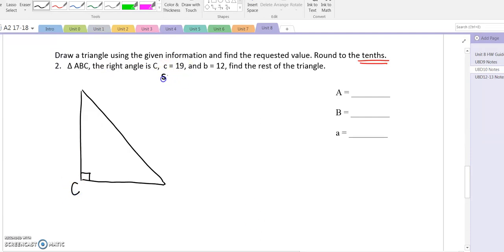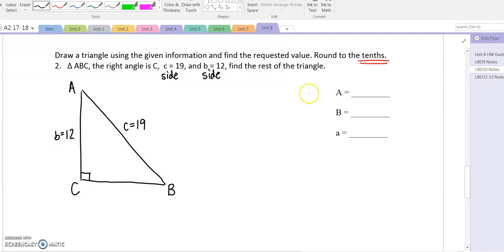Side C, remember lowercase letters are sides. Side C is 19, so that's across from angle C is 19. And side B is 12. Well, I haven't labeled A or B yet, so I'm just going to pick A, B. And side B, so it's across from angle B, is going to be 12.